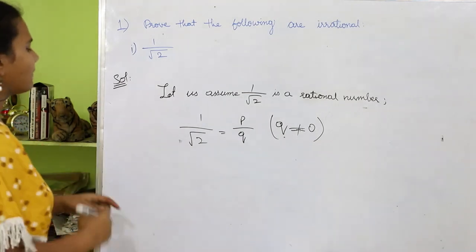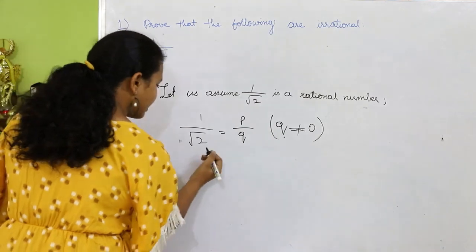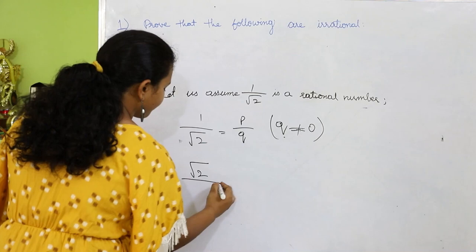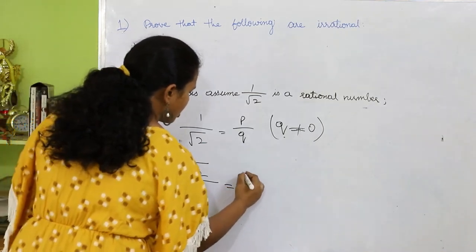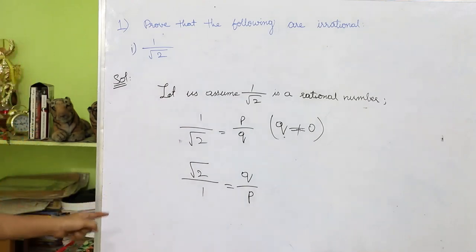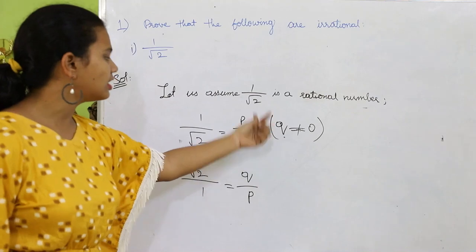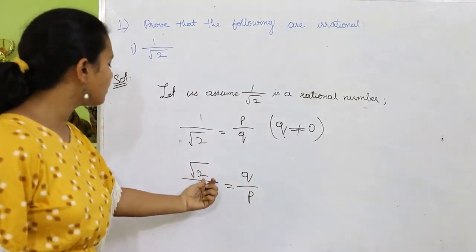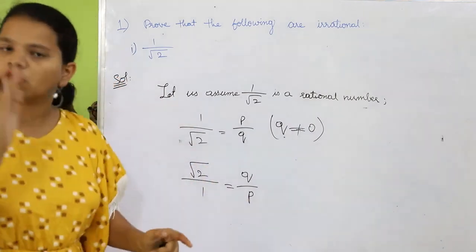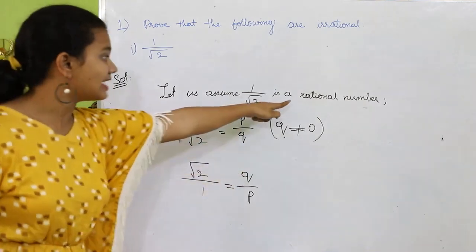Now what would happen here? We take the reciprocal. So this becomes root 2 by 1 equal to q by p. As you can see, root 2 by 1 equal to q by p, where q is some integer, but here we got root 2. So root 2 by 1 equals q by p, where p and q are integers.